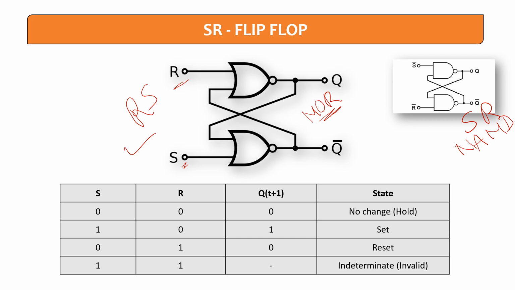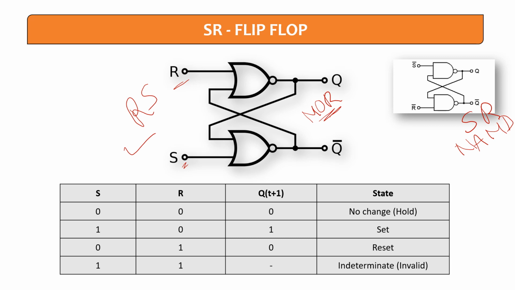Because we have taken two NOR gates, what we are ultimately doing is applying the output of those NOR gates again to the NOR gates, right? And the inputs R and S are referred to as the reset and set inputs respectively.